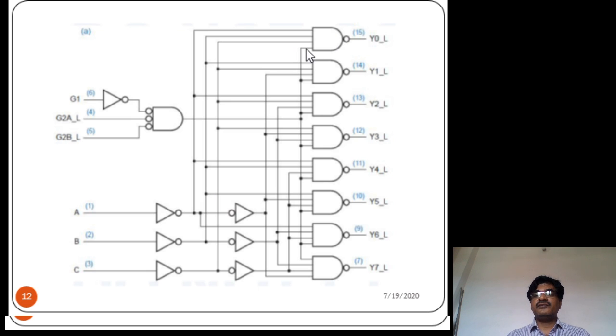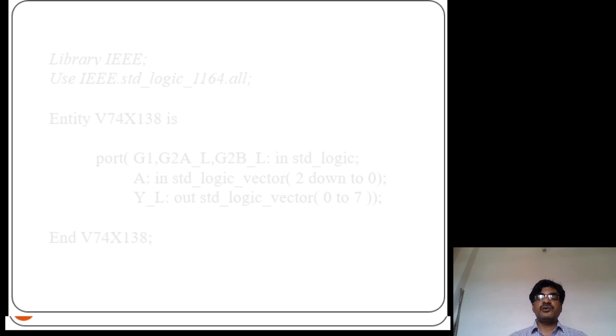And the fourth one is the enable input. How can you get the enable input? Through this structure. One is G1, another one is G2A underscore L, another one is G2B underscore L, right? So this is the logic diagram for this. Now see how to write the VHDL program for this 3 to 8 decoder.